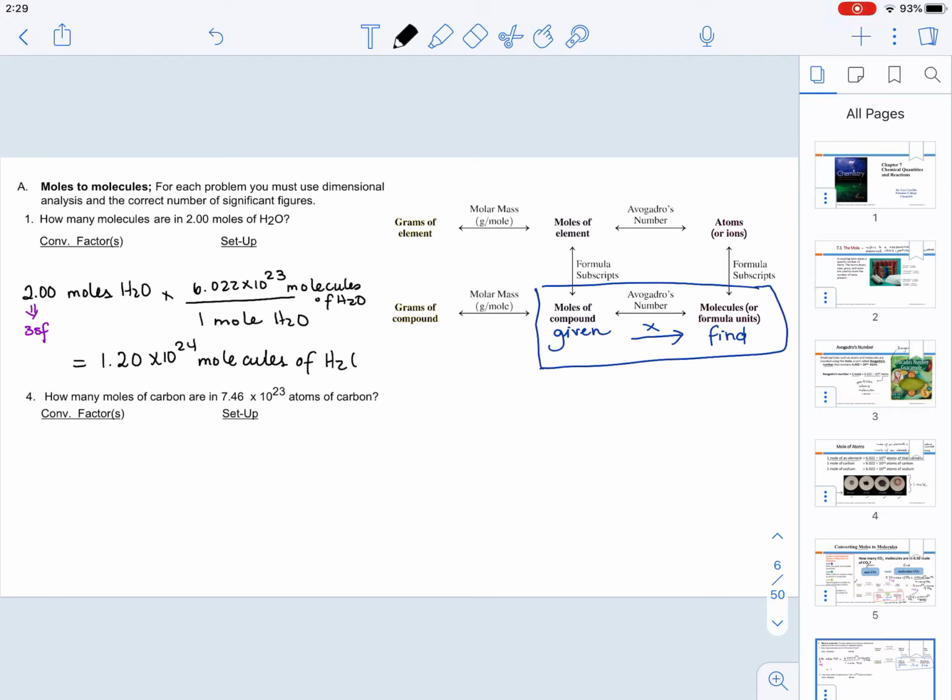Now, the conversion between moles and atoms can also happen for elements. As you can see in problem 4, given the number of atoms of an element, in this case 7.46 times 10 to the 23rd atoms of carbon, we're trying to find moles of carbon. For this problem, we're using this part of my flowchart. What I'm given is the atoms of an element, and what I need to find is the moles of an element.